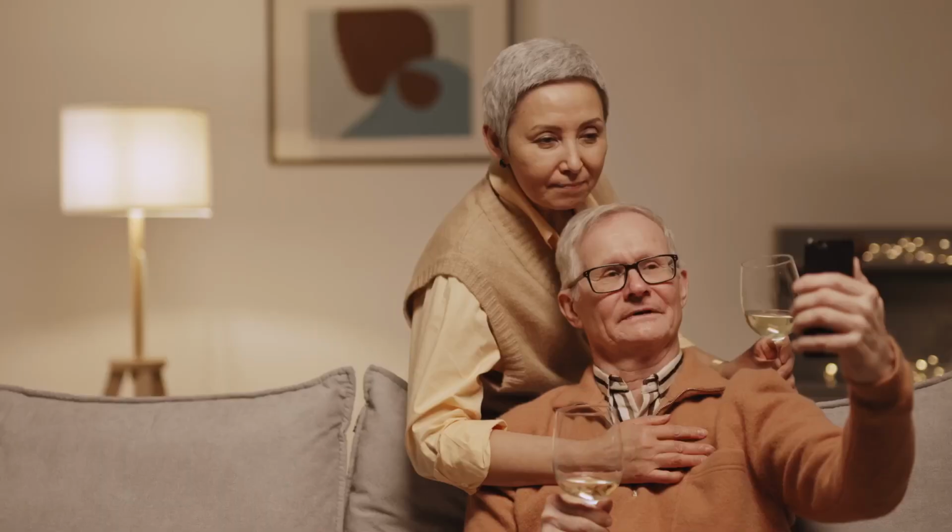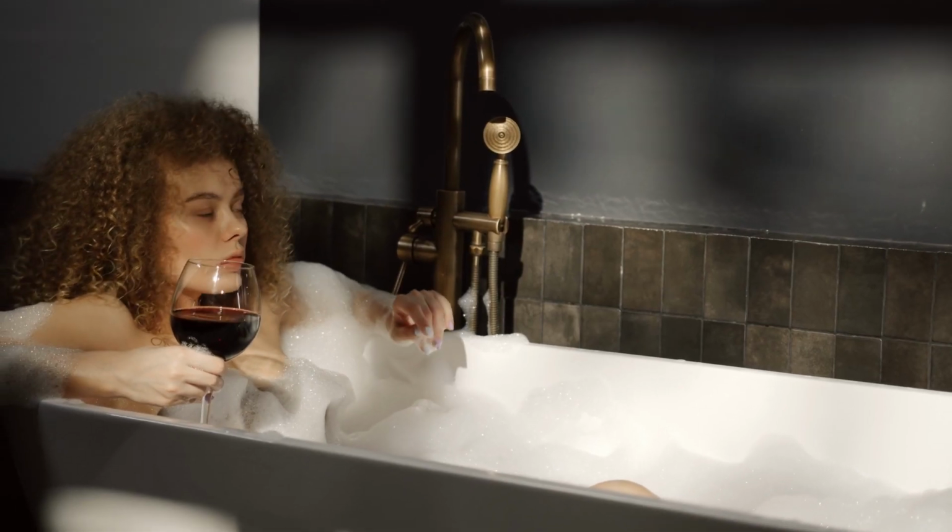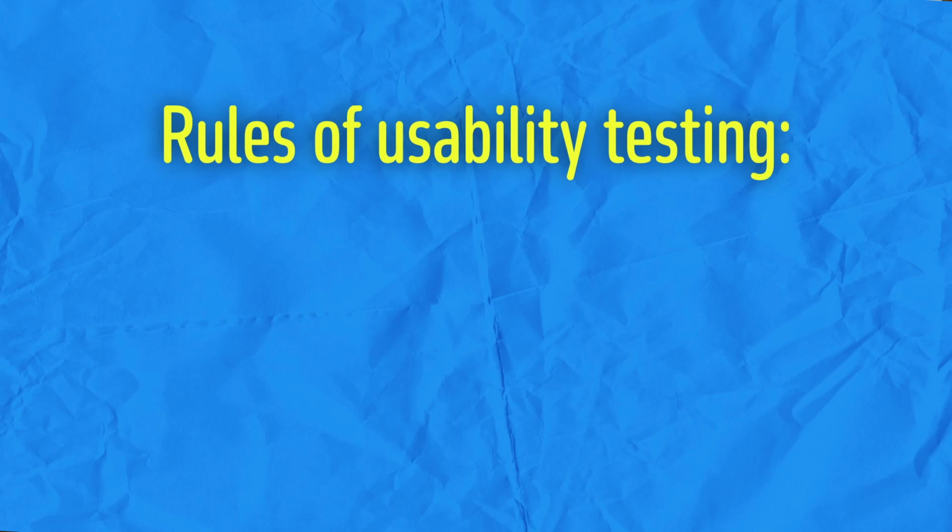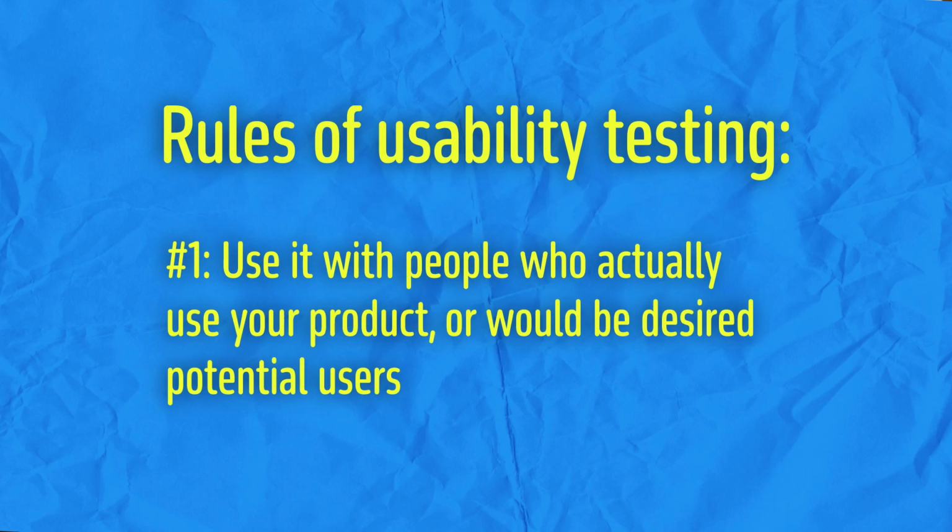To begin with, you need to find people who own and use wine glasses. These are the people that you're going to be testing with. Make sure you get people from all the groups that you want to sell to eventually. Which brings us to the first rule of a successful usability test. Make sure you're conducting it with actual people who you'd want to use your product.